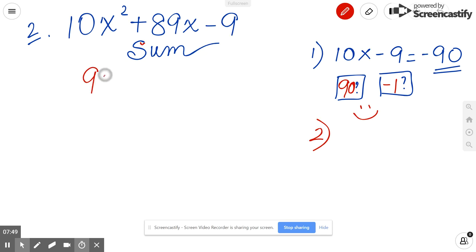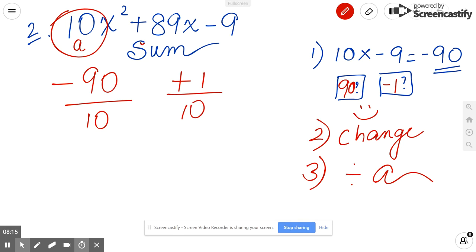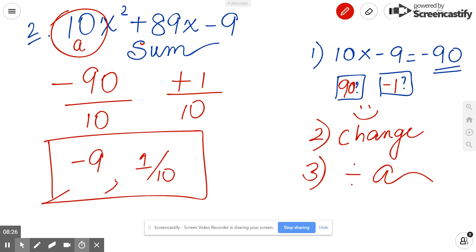Let us list our numbers here. What was our step 2? Step 2 is change signs. So I'll make this negative, and I'll make this positive, the opposite signs. What was our step 3? Division by a. So our a here is 10, the coefficient of x squared. So I divide both of them by 10. So negative 9 over 10 and plus 1 over 10. So I solved my equation by factoring.